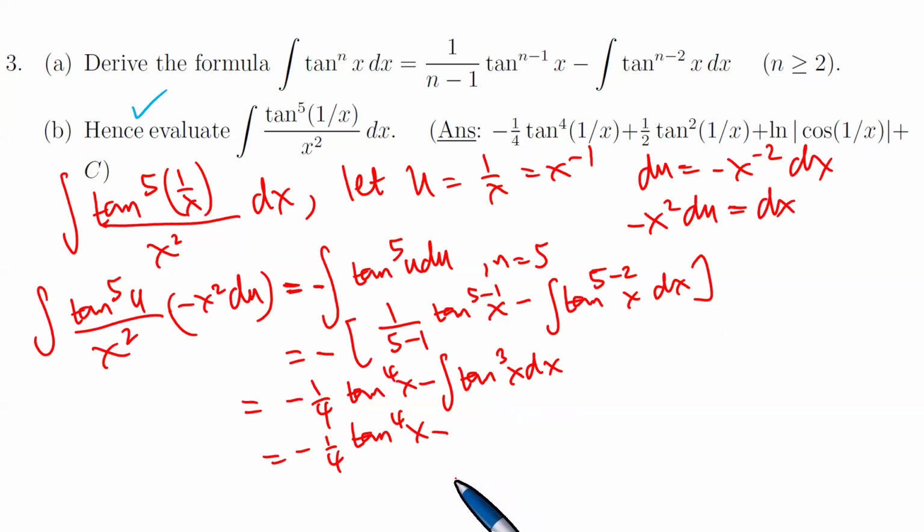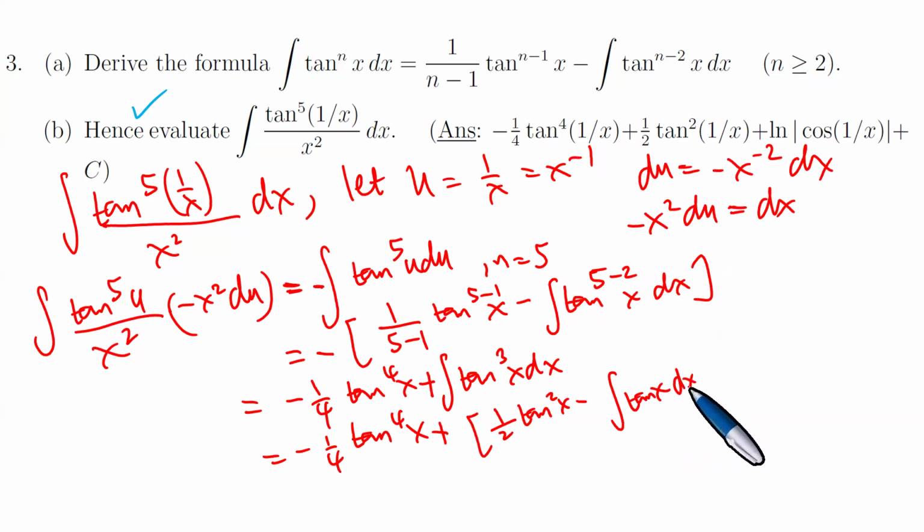Now you come to the tangent cubed. When you come to the tangent cubed, then we're going to use this part. This negative is going to multiply out here, giving us a plus. For the tangent cubed, you're going to have 1 over 3 minus 1, which is 2, tangent 2x, minus the integral of tangent to the power 3 minus 2, which is tangent x dx.